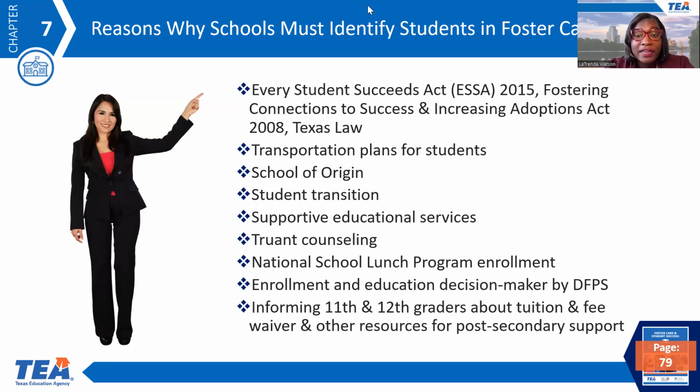Next, establish enrollment and education decision maker by DFPS, establishing proof of legal authority of a caregiver and of CPS, and enrollment and education decision making. So 2085 and 2085E, which we will discuss in this training, that is how you enroll students and give them that classification of student in foster care. And then lastly, informing 11th and 12th grade students about higher education tuition and fee waiver and other resources available to support students with post-secondary options and post-secondary support.